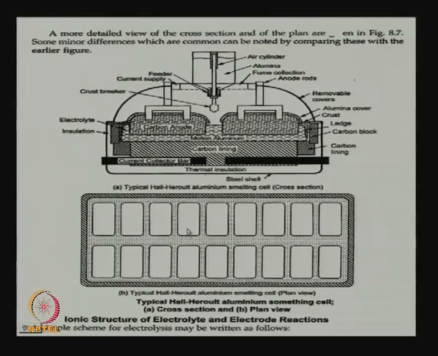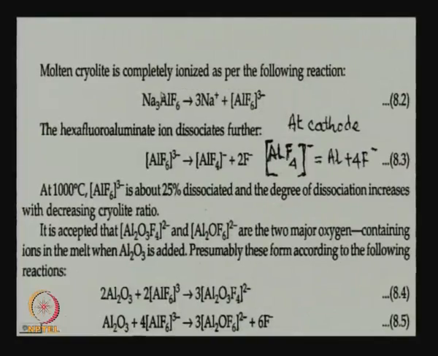What is more important is you see this, the layout of the pots. Typically, a Hall-Héroult aluminum smelting cell has many, many pots arranged in series, maybe in parallel. There are bus bars going from two sides giving voltage to all the pots here. Ignore the ionic structure part, read only up to here. So, we are showing you the cross section and the plan view. Let us move forward.